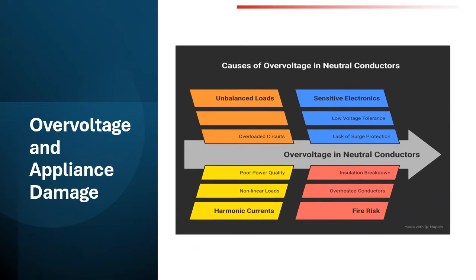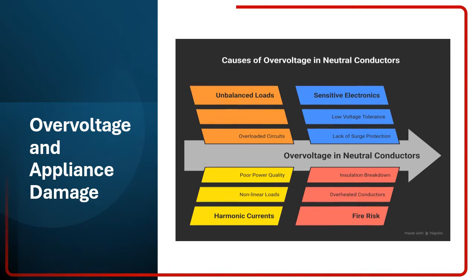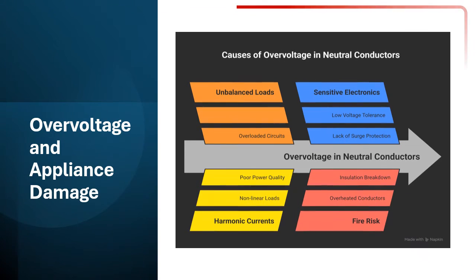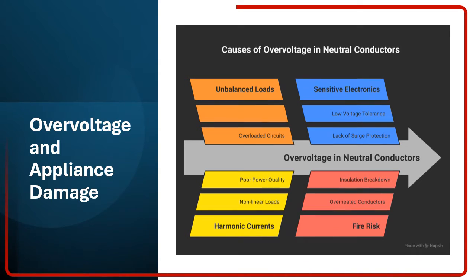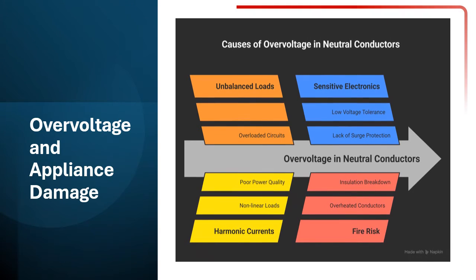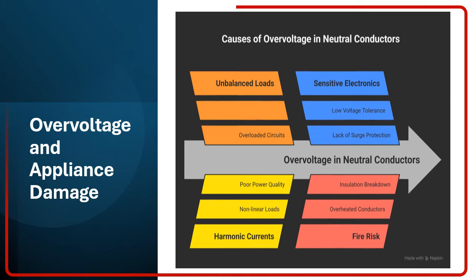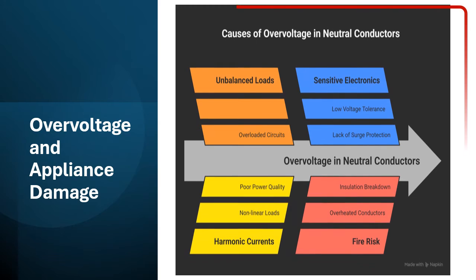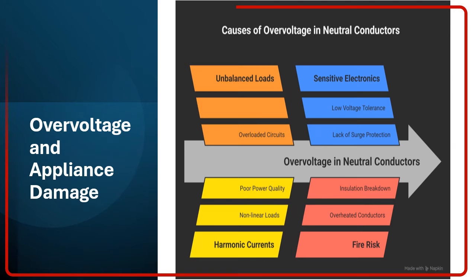Overvoltage and appliance damage. Unbalanced loads or harmonic currents can cause overvoltage in the neutral conductor. This occurs when some circuits are overloaded while others are not, leading to excessive voltage in the system. Sensitive electronics and appliances may be damaged by these voltage surges, and in some cases, it can even pose a fire risk. It is crucial to balance the load across circuits to prevent overvoltage in the neutral conductor.